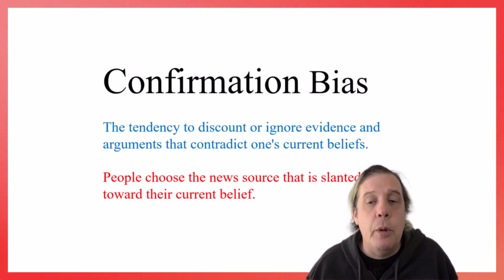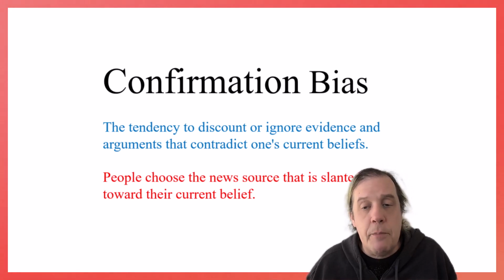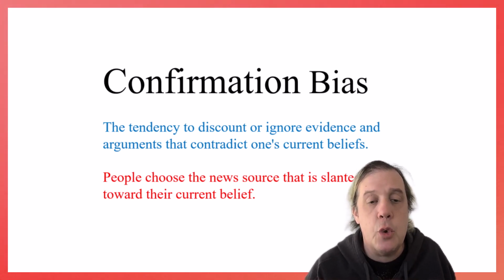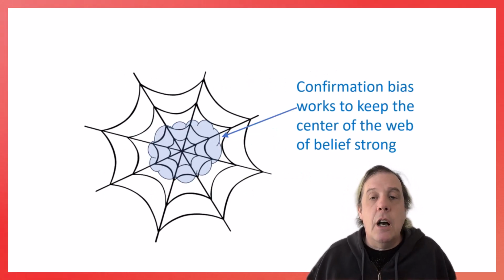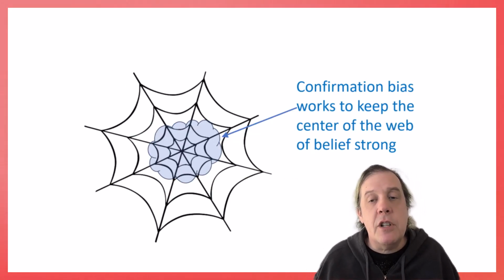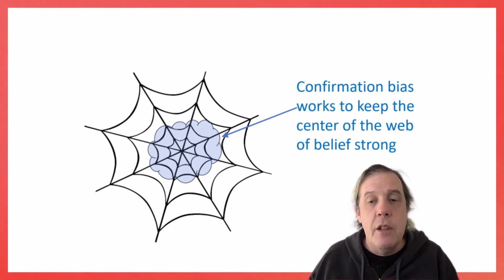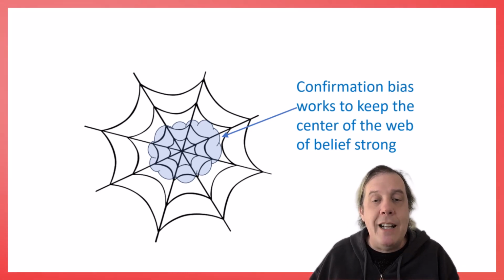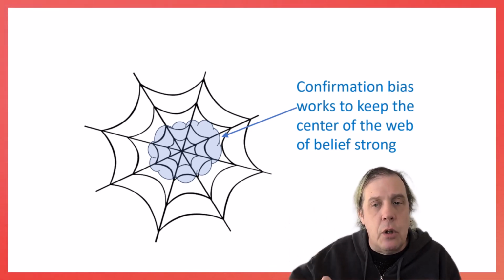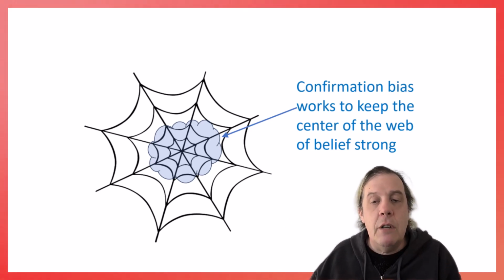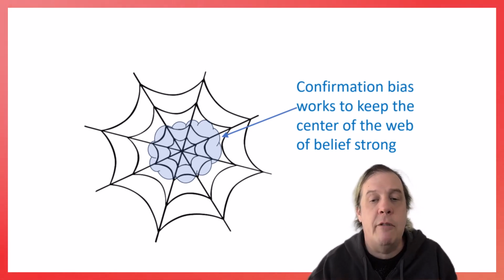Confirmation bias is a global phenomenon. It applies to all your perceptions. Everything is filtered in a way that maximizes your ability to confirm what you already think is true. Confirmation bias relates to the web of belief because confirmation bias works to keep the center of the web of belief strong. Confirmation bias is like a maintenance procedure for your web of belief that ensures that things you think are central stay central. Changes only come, if they come at all, to the periphery of your web of belief.